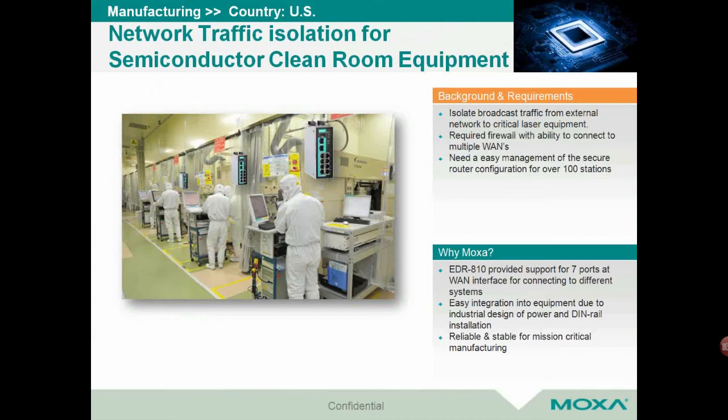In this case, a semiconductor manufacturer had well over 1,000 laser equipment stations that required real-time communication within the station itself, as well as relying on communication with multiple wide area networks. It was critical that broadcast traffic from the other stations didn't interfere. Industrial firewalls were used to allow these secure connections to wide area networks while isolating the broadcast traffic within each station. With so many firewalls in use, simple configuration was also a key feature. Overall, they were able to provide a reliable and stable network for their mission-critical application.